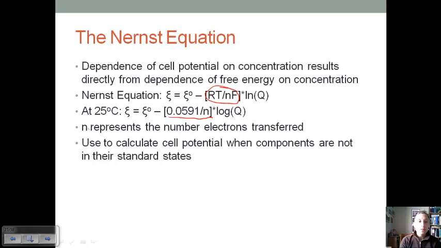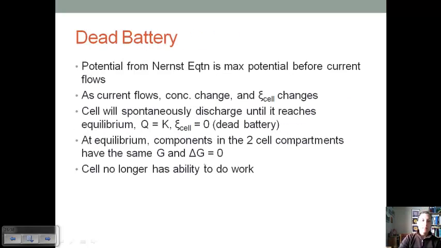And so we already talked about N representing the number of electrons that are transferred, and that's why when you have the two half reactions, you have to make sure that the number of electrons transferred is equal on both sides. So we're going to use this to calculate the cell potential when the components are not in their standard states. So let's look at an example of that in a minute.